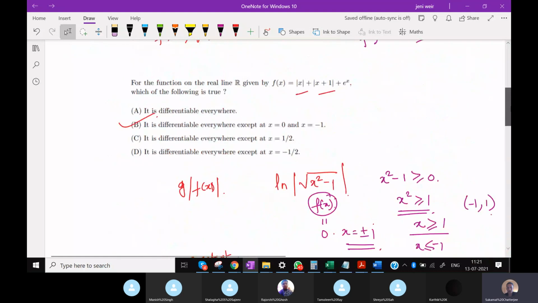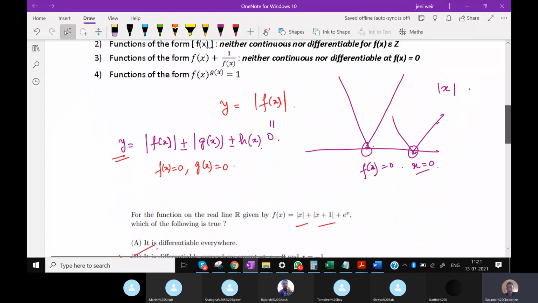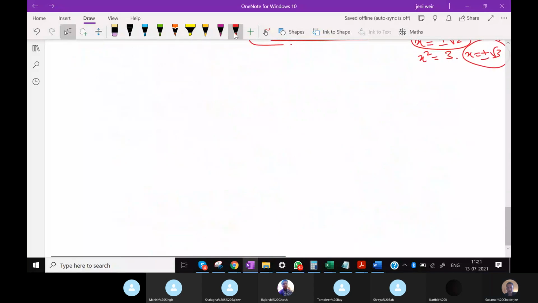The third function, which is very, very important, is of the form f(x) plus 1 by f(x), and there are several problems that can be given based on this concept. This is the most important concept in functions.